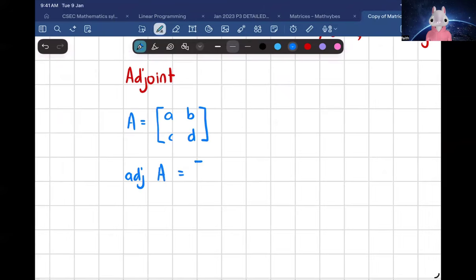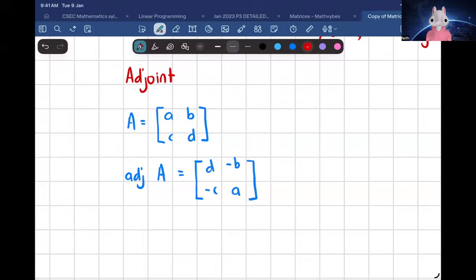So to figure this out, you're going to swap the elements in the first diagonal. So you see how we have A there and D there? After finding the adjoint, D is going to come over here, right? And A is going to come over here. And then you're going to change the signs for the other diagonal. So this will turn to minus B, and this will turn to minus C.